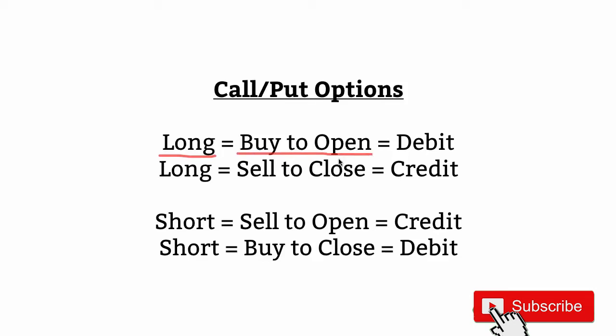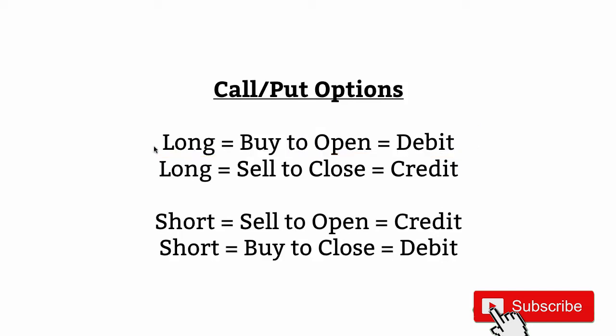You have to buy to open a new position, and that's really the key here: buy to open. Sometimes broker platforms will show BTO, which is buy to open. Again, if you're going to buy to open something, you're going to outlay money, and that is called a debit. So this means that you are paying money to the option seller to open a new position, okay?